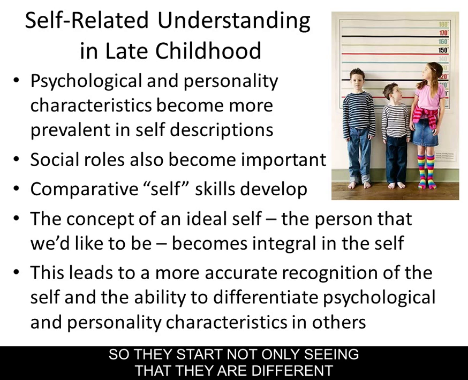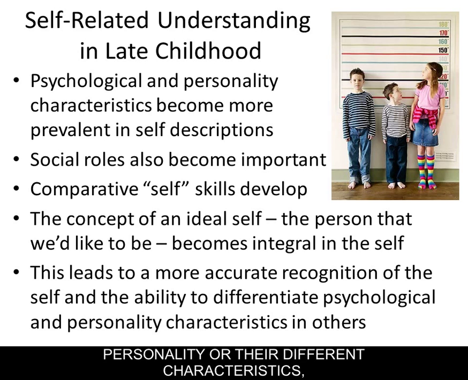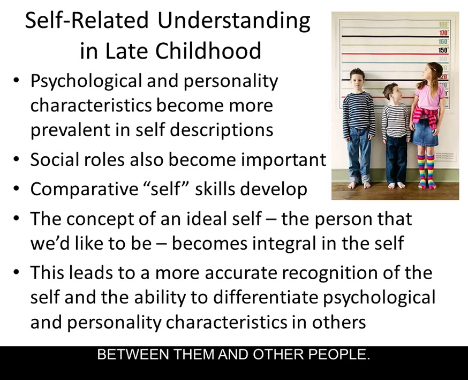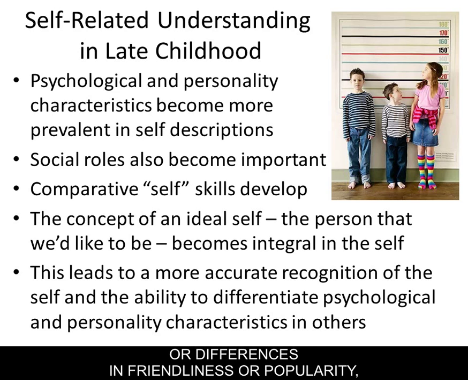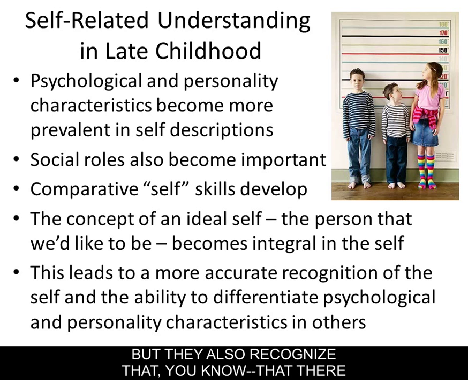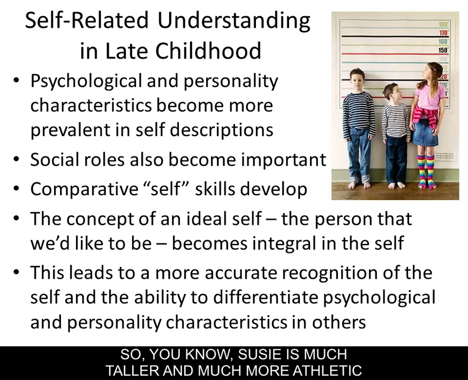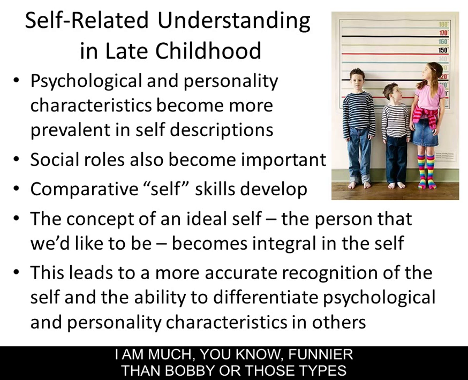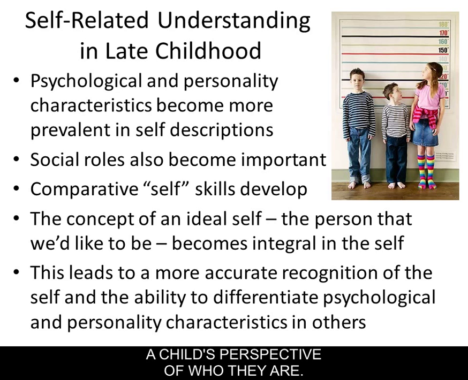So they start not only seeing that they're different from so-and-so because of their different personality or their different characteristics, but they also start to really qualify those differences between them and other people. So they not only recognize, say, the differences in heights or differences in friendliness or popularity, but they also recognize that there's a qualitative difference between those individuals. So, Susie is much taller and much more athletic than me. I am much funnier than Bobby. Those types of comparisons are usually the things that really dominate a child's perspective of who they are.